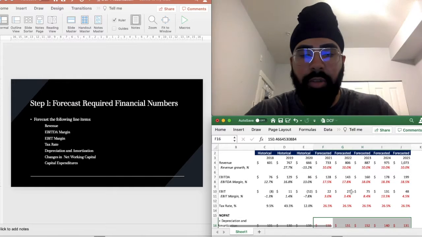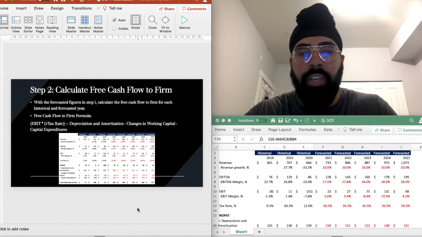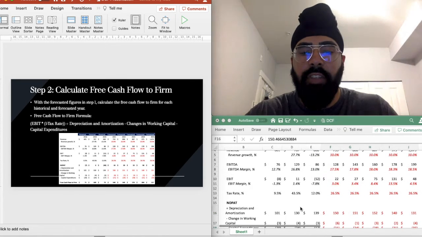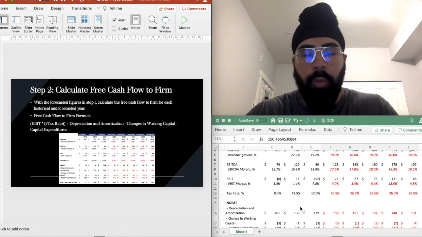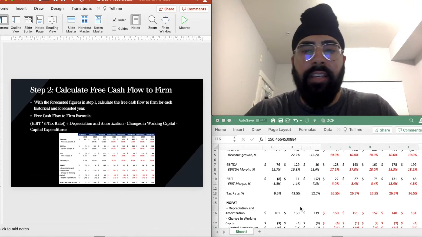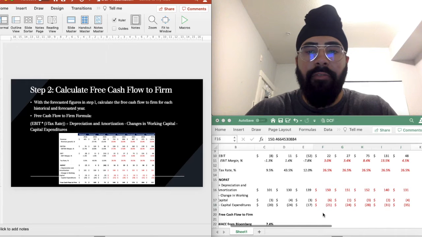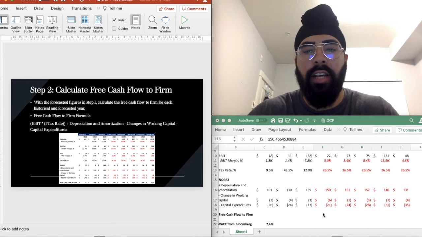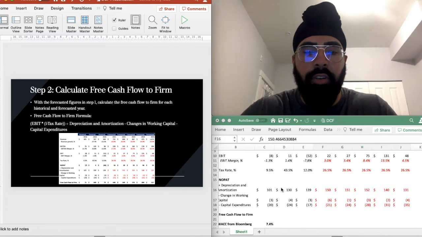Now we've forecasted all the required information. Step two is we need to calculate the free cash flow to firm. The free cash flow to firm is the free cash flow that's available to both equity holders, which are the people who buy the stock in the company, the shares, and debt holders as well, the people that buy bonds or whatever from the company. And we want to calculate that because that free cash flow amount is what's going to help us determine the company's implied value, which we'll get to later on.